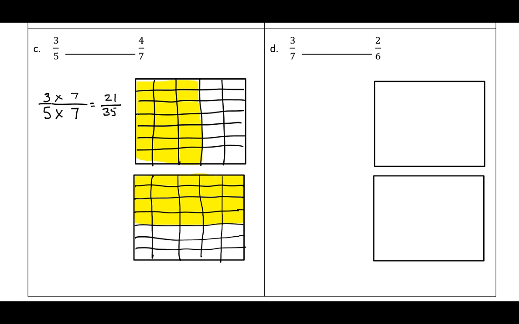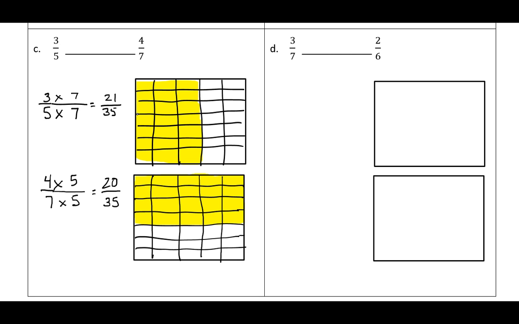And we'll record what we did there. We took 4/7. Instead of having 7 pieces that make up the whole, I multiplied that by 5, and I now have 35 pieces that make up the whole. And instead of having 4 pieces that are shaded, I multiplied that by 5 as well, and now I have 20 pieces that are shaded.